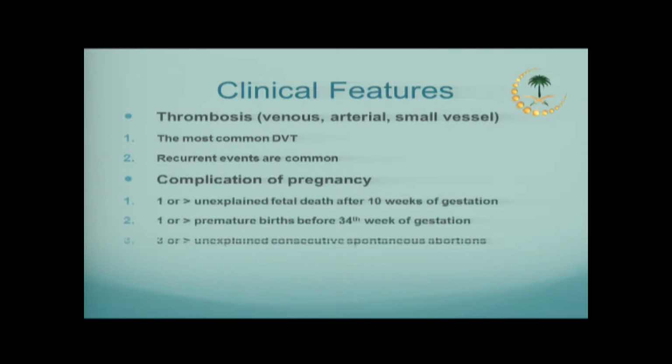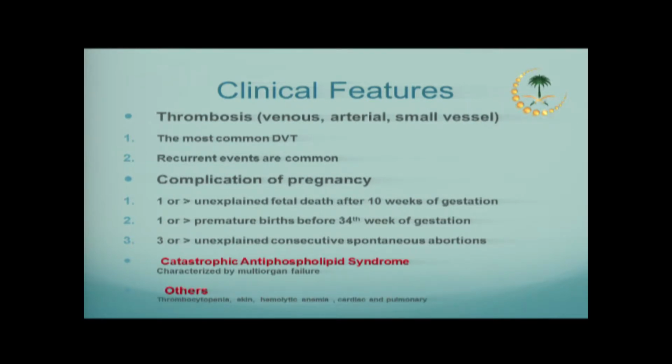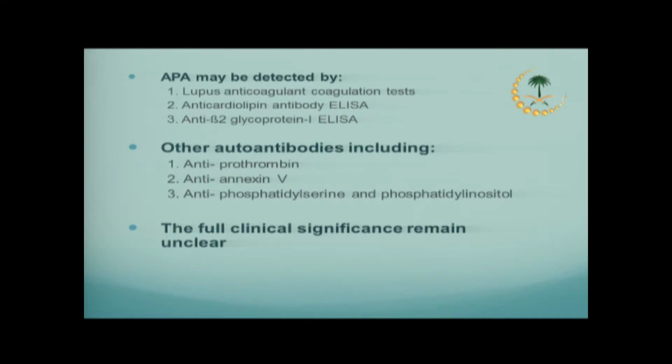Complications of pregnancy, which I will pass quickly, can happen early in the pregnancy, and can present even with preeclampsia or abruptio placenta, or as pregnancy failure, characterized by recurrence again. One of the catastrophic presentations is catastrophic antiphospholipid syndrome, characterized by multi-organ failure. Other presentations include thrombocytopenia, skin lesions, hemolytic anemia, cardiac and pulmonary involvement, all reported with different frequencies.